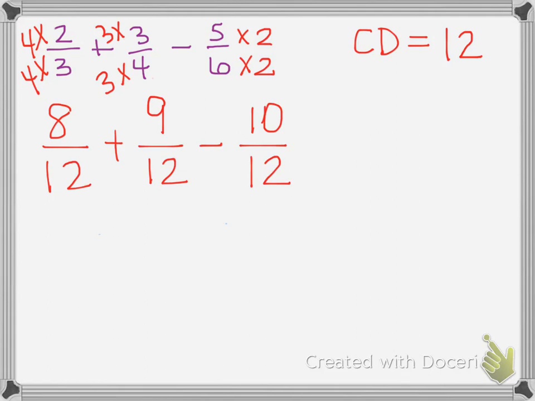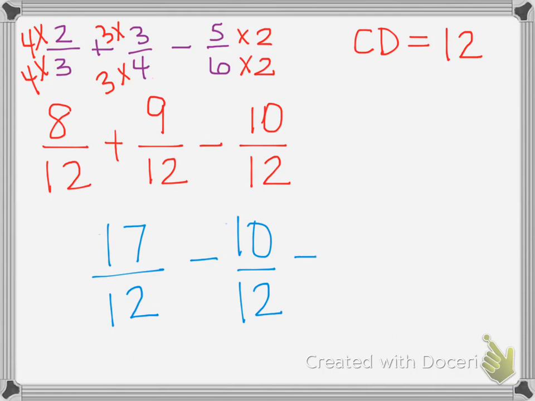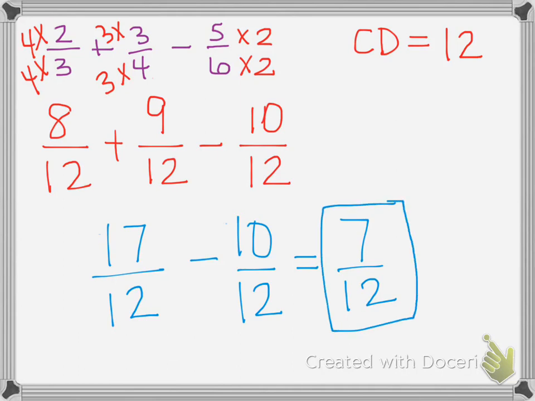Now from here, in order to finish the problem, I'm going to add and subtract from left to right. So I start with addition. 8 plus 9 gives me 17. I keep the denominator of 12. And then afterwards, I subtract 10. So 17 minus 10 is 7 over 12. Again, just make sure to check for if you can reduce at the end. 7 and 12 do not share any common factors, so 7 over 12 will be your final answer.